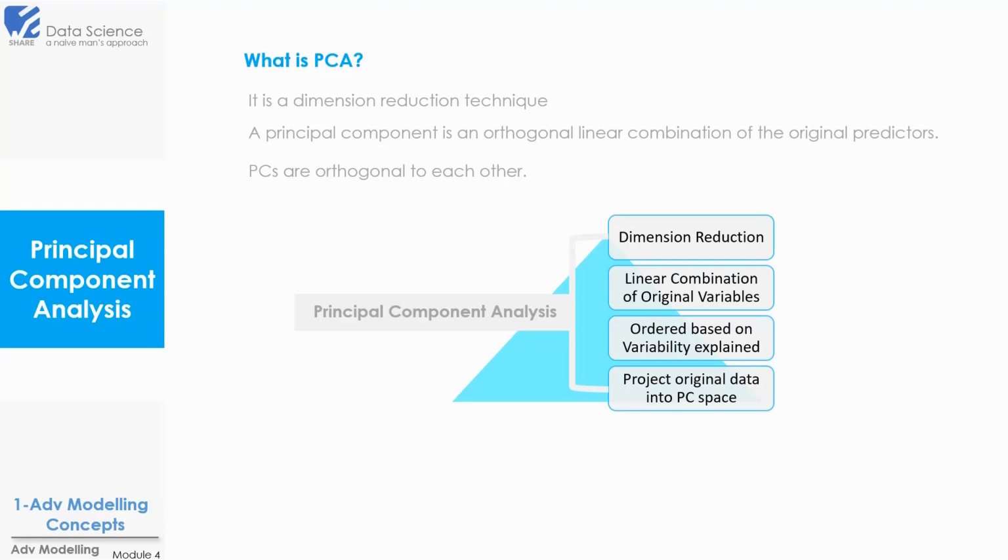Now just to summarize, principal component analysis is a dimension reduction technique. And principal components are linear combinations of the original variables, which are ordered based on the percent of variability explained, or how well they explain the response variable. And then to create principal components, we project the original data into the principal component space, which in turn gives us the principal components, which are orthogonal to each other, as shown here in the left and right hand panels. So I hope this clarifies what principal component is.